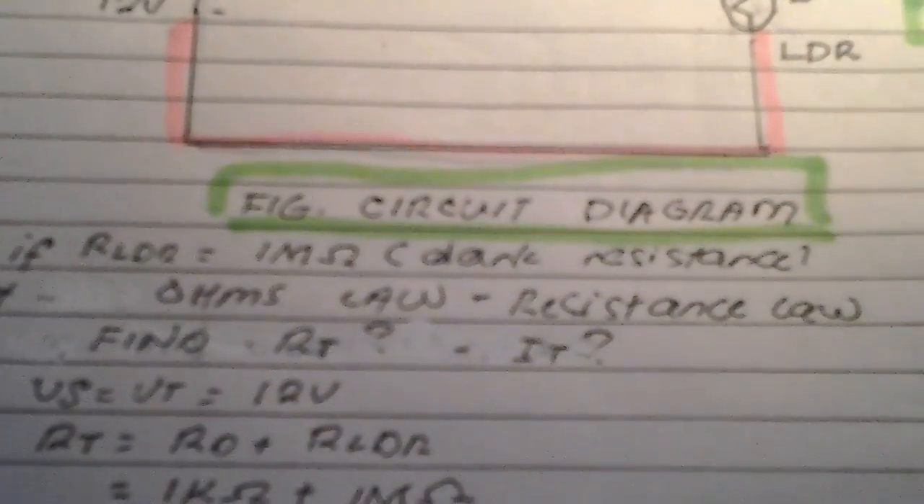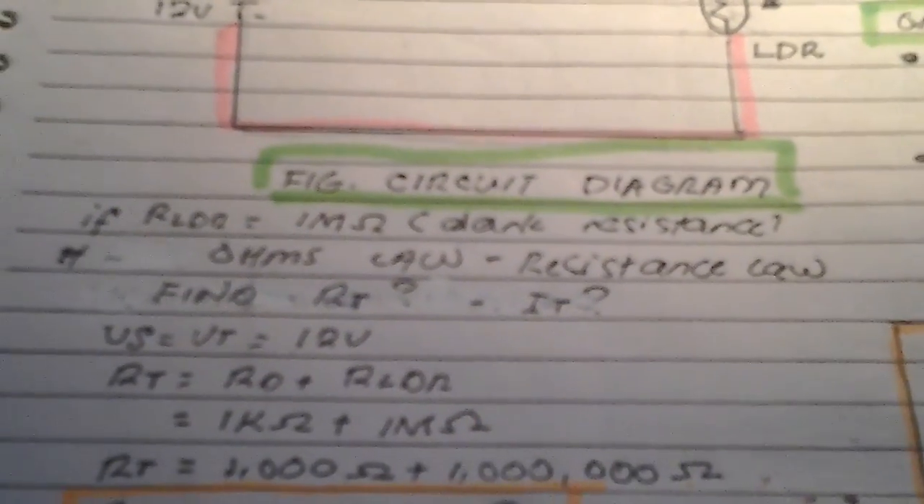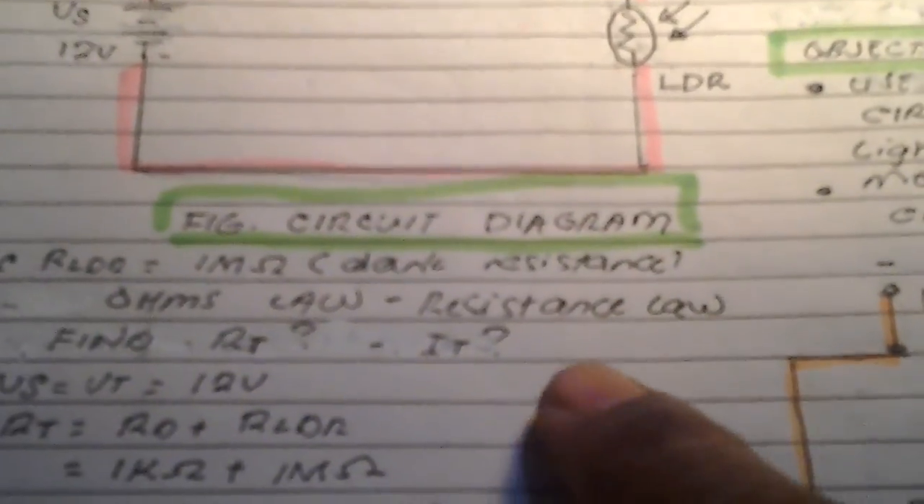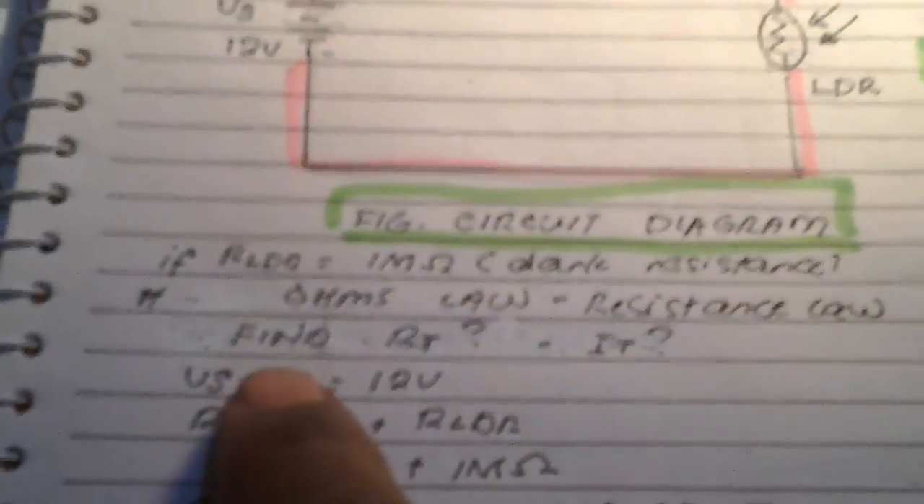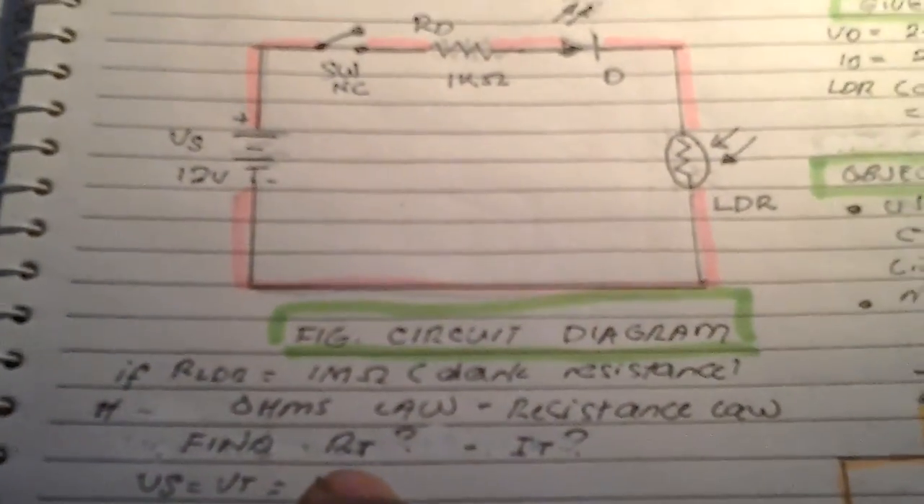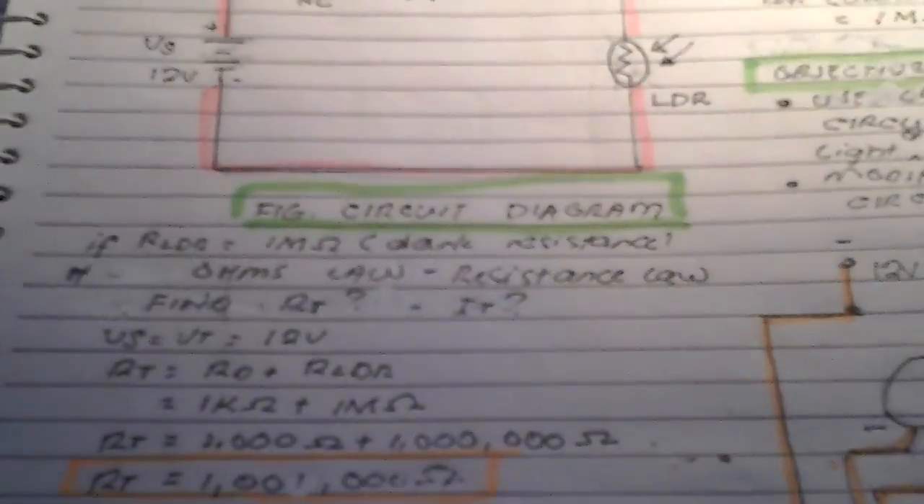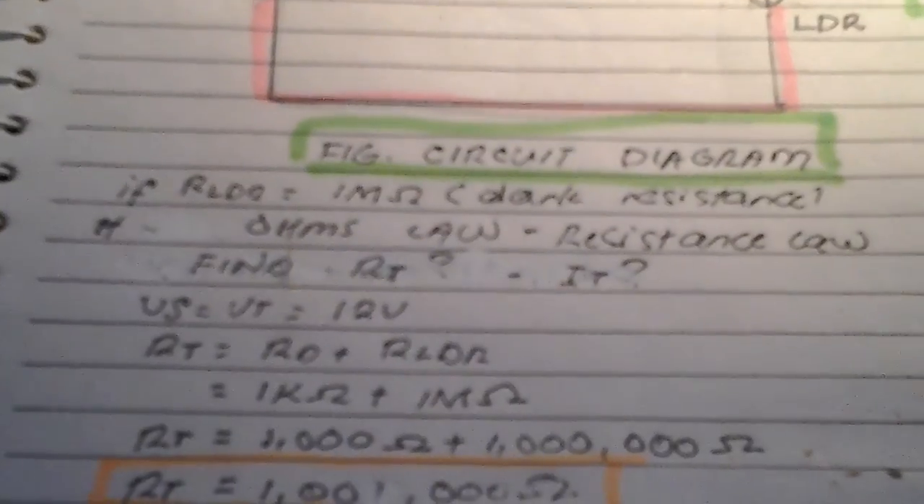So we are using Ohm's law here. Ohm's law is my favorite, and we have the resistance law here. Let's find the total resistance in the circuit and the total current in the circuit. Why? Because the LED here is not lighting. So let us find the resistance.